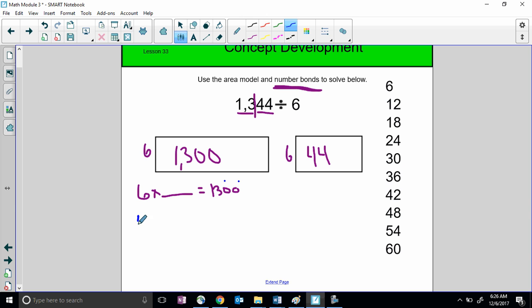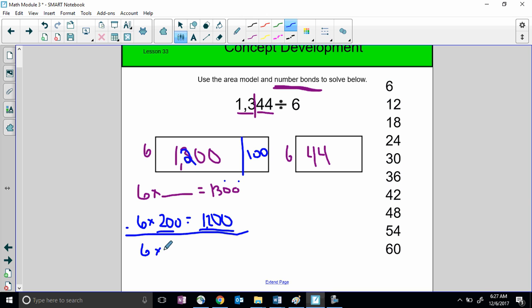So if I know 6 times 2 equals 12, I know that 6 times 200 equals 1,200. So now I'm going to subtract what's left of my area model, because what I ended up doing was splitting this, but I split it to make more sense in our heads. So I have 100 left because I went from 1,300 to 1,200.